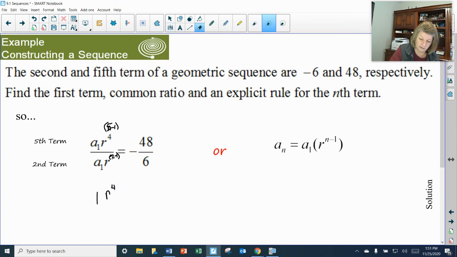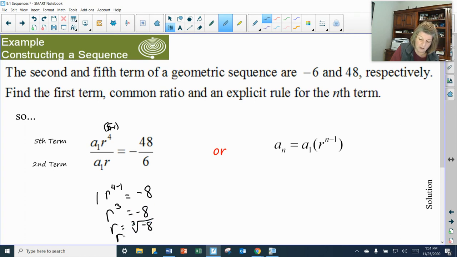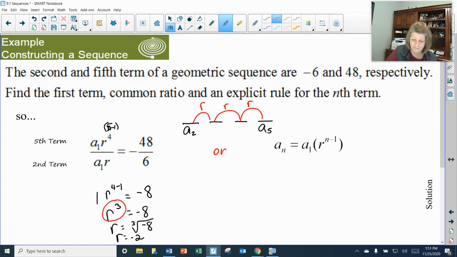minus what's down there. Oh, just a 1. Minus 1 equals negative 8. So this is an r to the third equals negative 8. R equals cube root of negative 8. R is negative 2. Oh, common ratio of negative 2. If I think about, here's my a sub second term, a sub third, a sub fourth, a sub fifth. You can see how we'd have to multiply by an r, multiply by an r, multiply by an r, and we have an r cubed then.